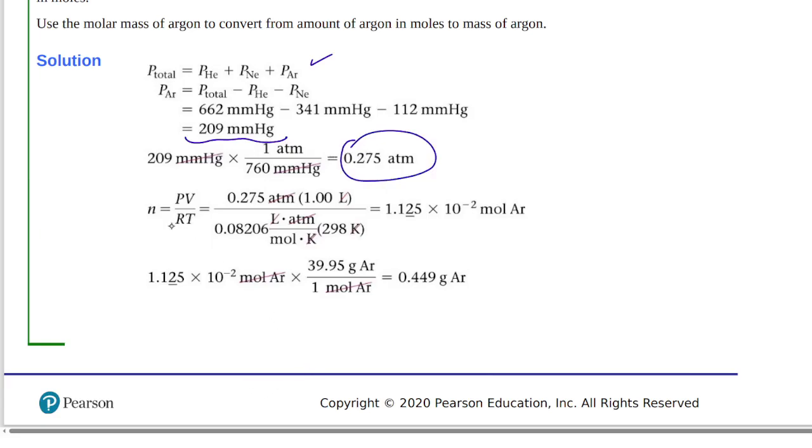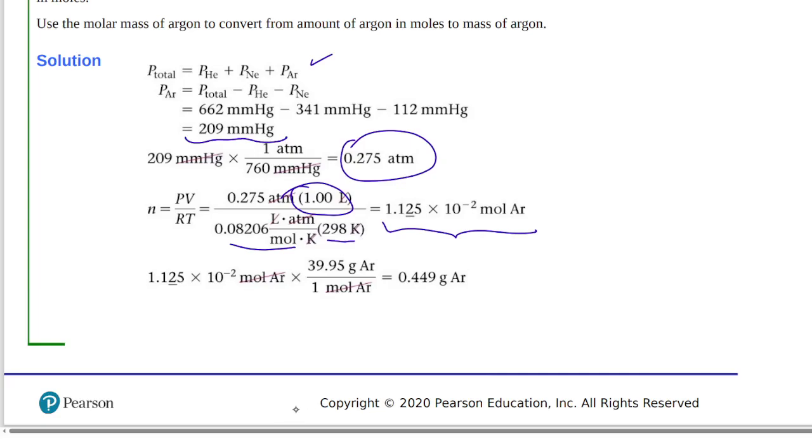The ideal gas law equation says that the moles is equal to PV over RT. So that's equal to the pressure divided by R, which is the gas law constant, times the temperature. And we multiply that times the volume, which is 1 liter. And we get the moles of argon, which is 1.125 times 10 to the minus 2 moles.